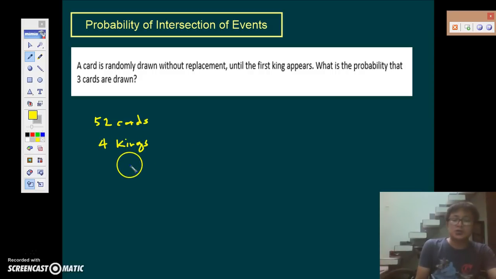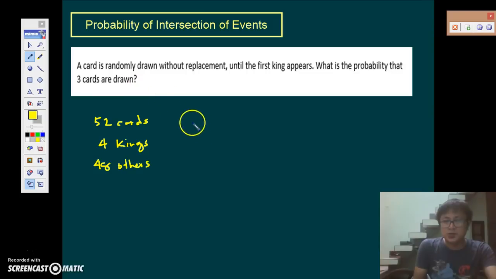You know the king of hearts, diamonds, clubs, and spades. Now in the problem, what's the probability that 3 cards are drawn? Remember, it's drawing a card until the first king appears. So, said in the problem, the 3 cards are drawn. It only means that the first 2 cards drawn are not kings, right? So, if there are 4 kings, there are 48 other cards.